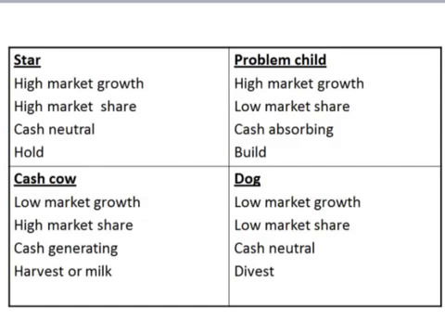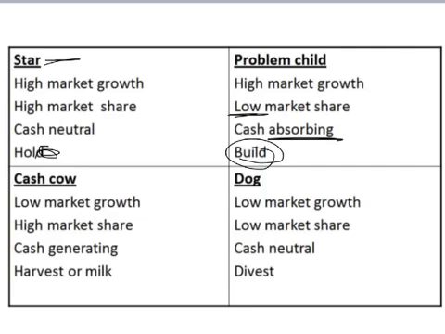Just a little recap of the different facets of the different categories. A star product has a high market growth, high market share, is cash neutral, so roughly the same amount of money that's being spent on it is coming in. We should hold on to these. A problem child is in a market with high growth. It has a low market share this time and is cash absorbing. So if we've got a problem child, it's going to take in more of our cash than it's going to create. We should try and build on these.